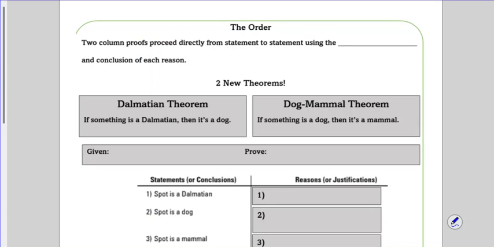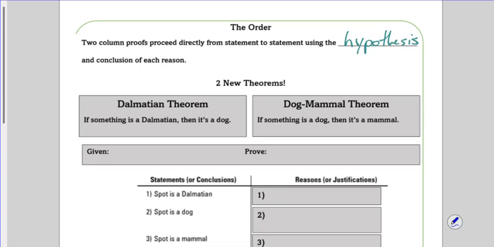All right, the order. I think this is the most confusing part for people because they know what they need to prove. They know exactly the pieces that they need to get there. It's just the order. And I also think that this is what makes it the clearest. Once you figure out how to order these things, it all starts making sense and it feels more systematic than just randomly justifying things. So to proceed directly from statement to statement, we use the hypothesis and conclusion of each reason.